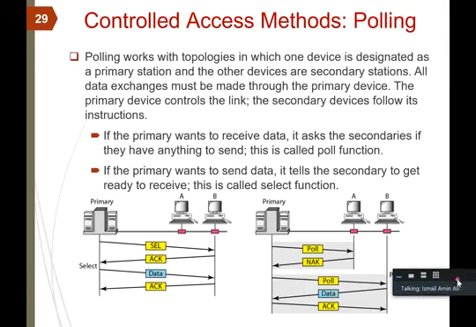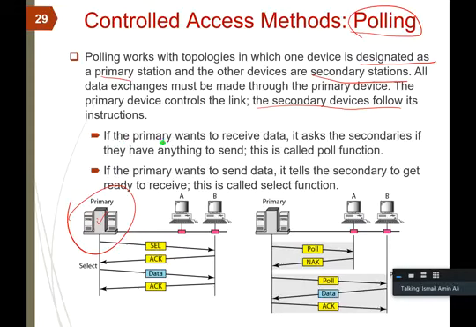The other method is polling. Polling works with topologies in which one device is designated as primary station. This is like a server, and the others are slaves or secondary stations. All data exchange must be made through the primary. So any data exchange should go through this device. The primary device controls the link. The secondary devices follow its instructions.